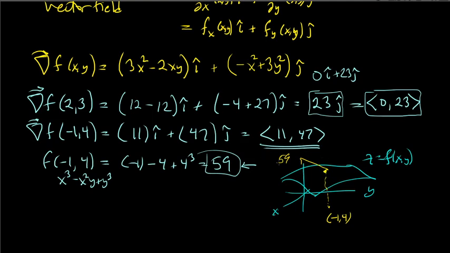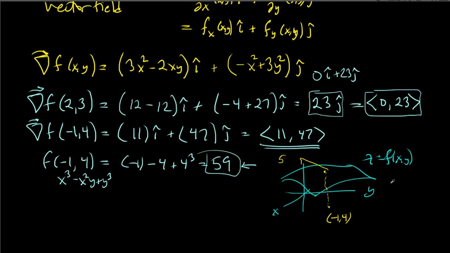So what does the vector field represent? Remember, being the gradient, this vector 11, 47 points in the direction in which the surface is increasing the fastest. If the vector is pointing this way, we're going straight up the hill. If it points the other way, that would be the negative of the gradient, pointing straight down the hill.